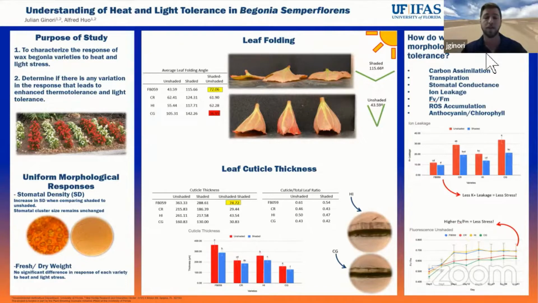The goal for this information is that it can be applied to making breeding decisions to improve the growth of wax begonia in the industry.